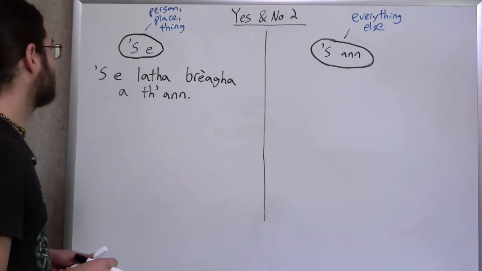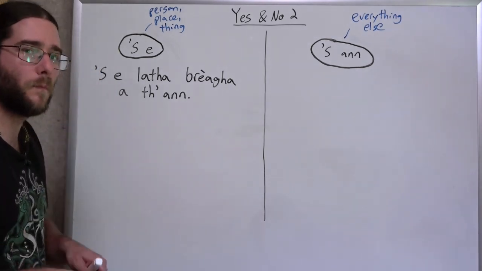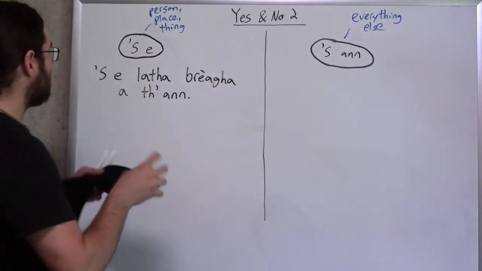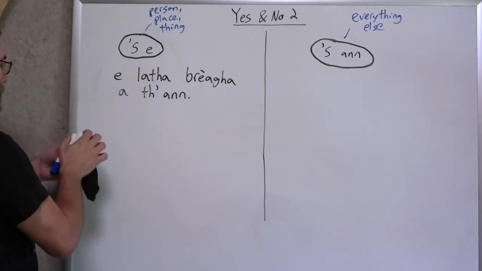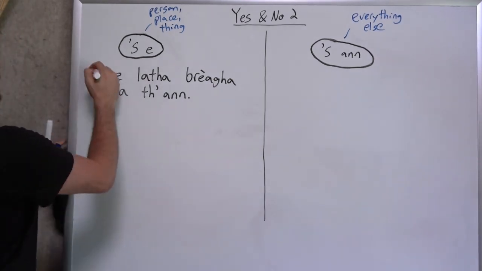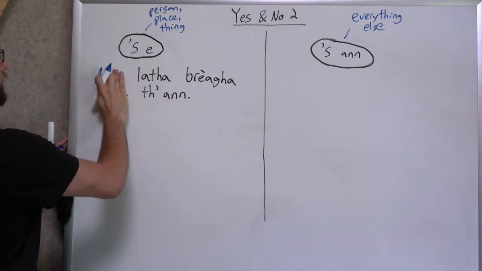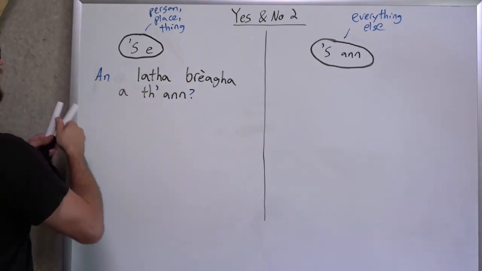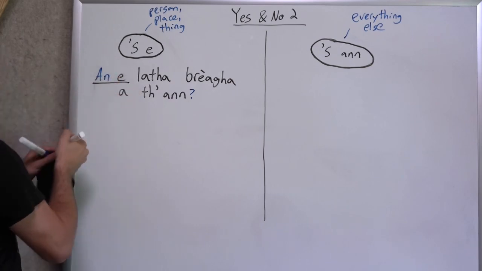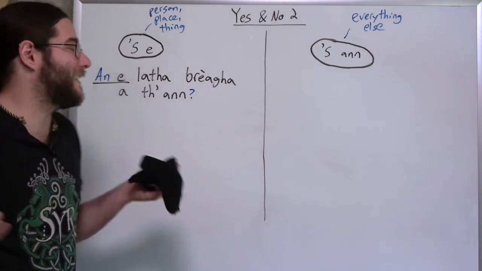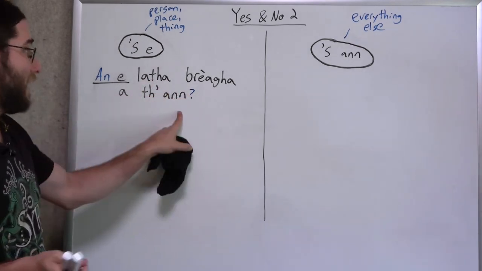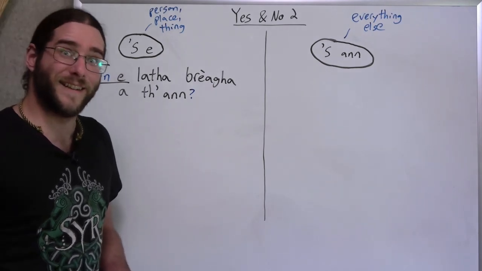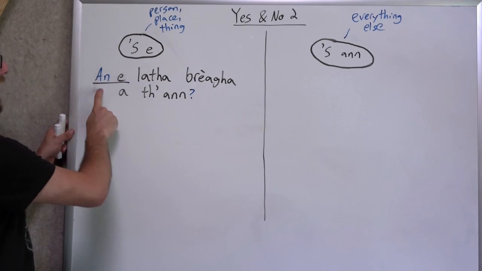How do we make this into a question? It's actually simpler than the other ones we looked at in the previous video. So we take away the S and we add in an. So this makes it a question. Anye. Is it a beautiful day that it is? Yeah. All we did was switch the sé to an.